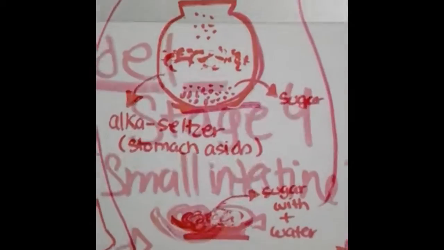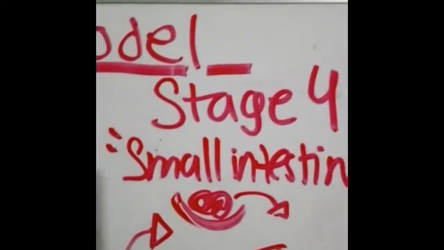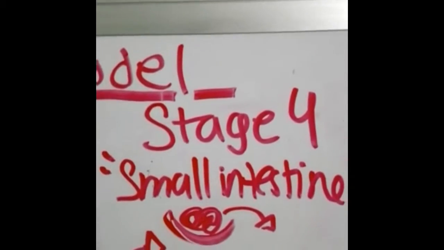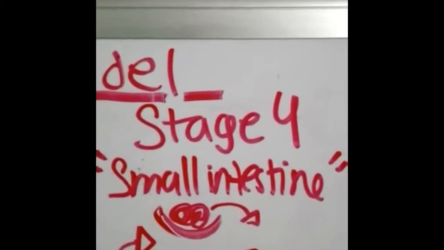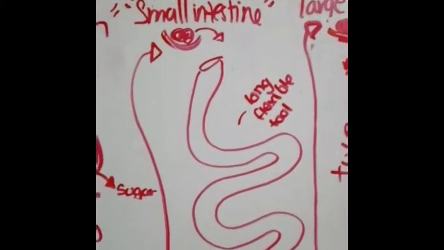The model is the stage 4, the small intestine. We will use a plate that we get left from the stage 3. We will ask another person from the audience to pour it into a bigger, longer and bigger tube.